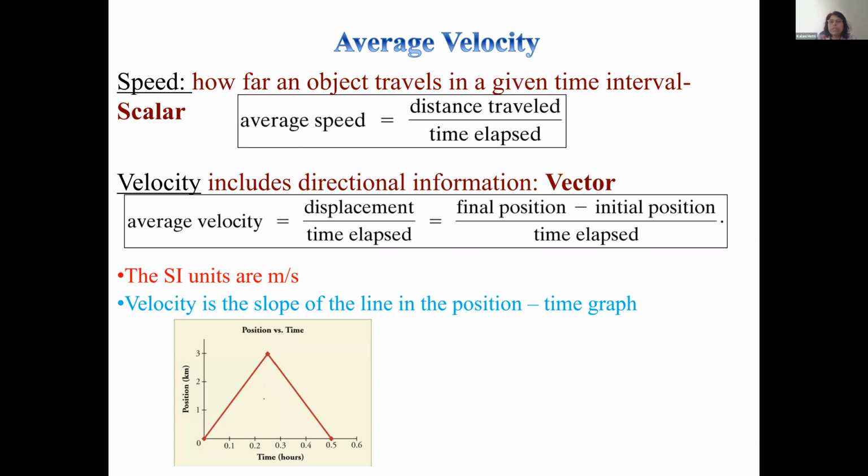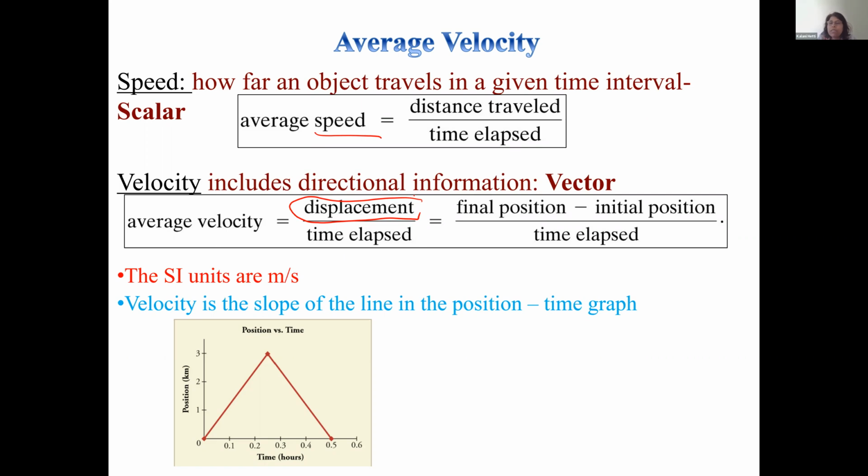Okay, so now let's move into velocity. Speed is the first part. Speed is basically how far the object travels within a given time interval. That means distance traveled divided by the time it takes. We call that the speed, the average speed. Similar to that, velocity will not be distance divided by time. Velocity will be displacement divided by time. Displacement divided by time, we call it the average velocity.